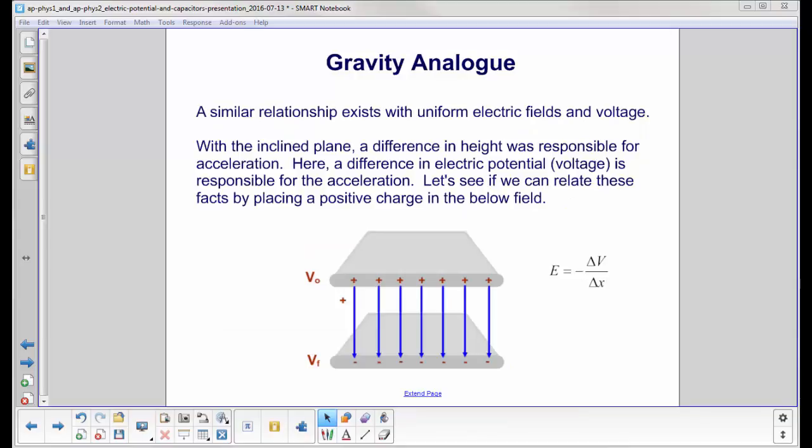A similar relationship exists with uniform electric fields and voltage. With the inclined plane, a difference in height from the bottom to the top was responsible for acceleration. Here, a difference in electric potential or voltage is responsible for the acceleration. Let's see if we can relate these facts by placing a positive charge in the below field and using this equation.